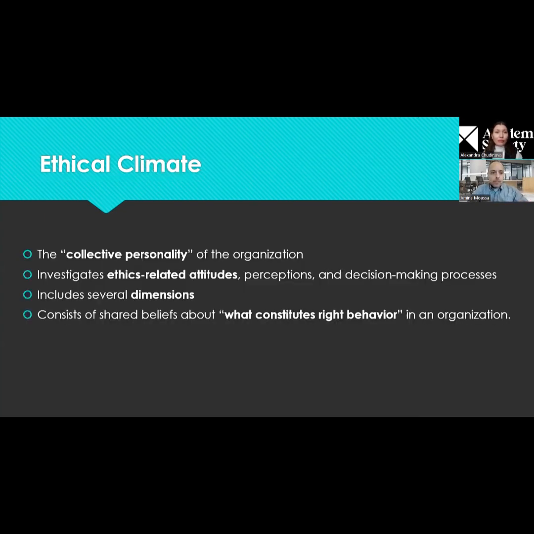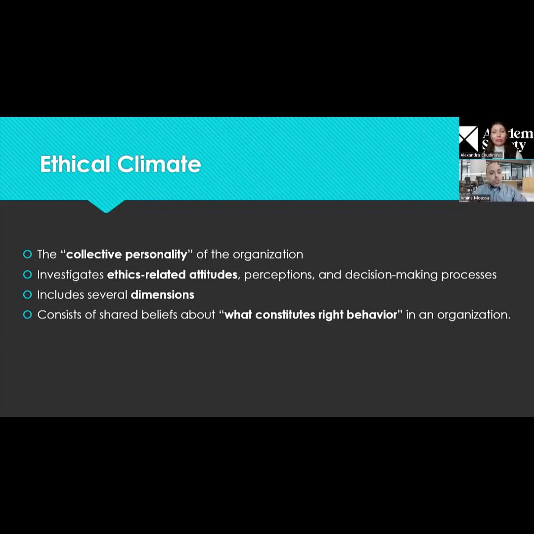When you compare this to the ethical climate, we can define the ethical climate as the collective personality of the organization. Here we're talking about investigating ethics-related attitudes, perceptions, and decision-making processes. It includes several dimensions, and it consists of shared beliefs about what constitutes right behavior. Some academics define culture as the foundation of the workspace, whereas climate is what you, say, Alexandra, get to see whenever you walk into any office, new company, or corporation.